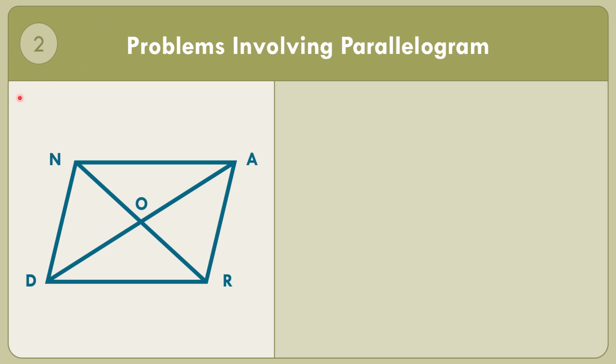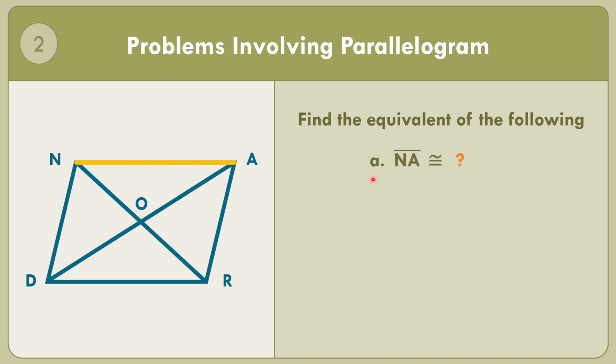How about example number 2? In the parallelogram NARD, find the equivalent of the following. Letter A, segment NA. The opposite of segment NA is segment DR. So it means segment NA is congruent to segment DR.